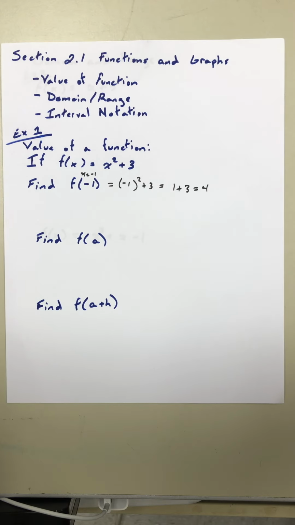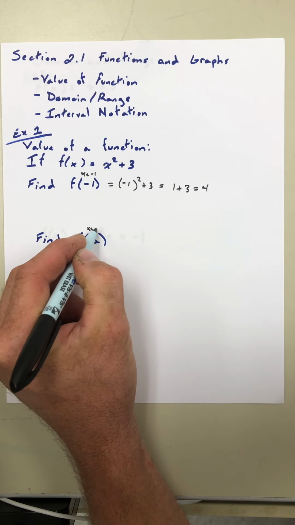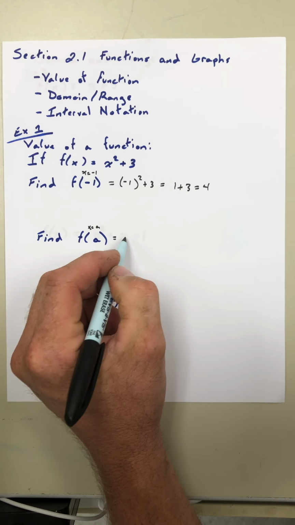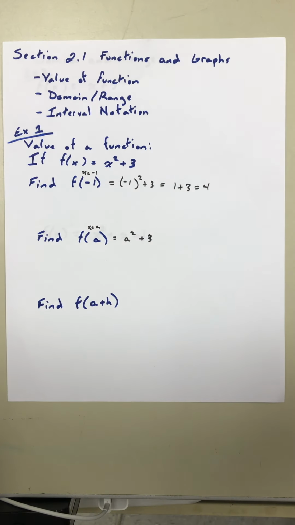What I'm more interested in is that we can find something that's not necessarily a numeric value. So if I ask you to find f of a, again, they're telling us that x equals a. So we're going to take where we see an x and replace it with a. Not too bad, huh? So we get a squared plus 3. We can't do anything else with that, so we leave it. It's okay that we don't get just a value. We're interested in being able to find an algebraic value of that.